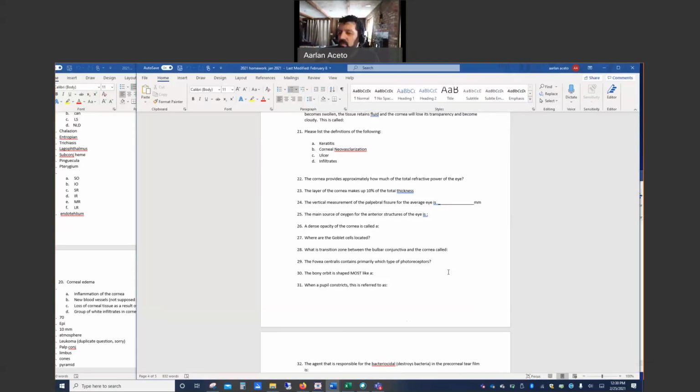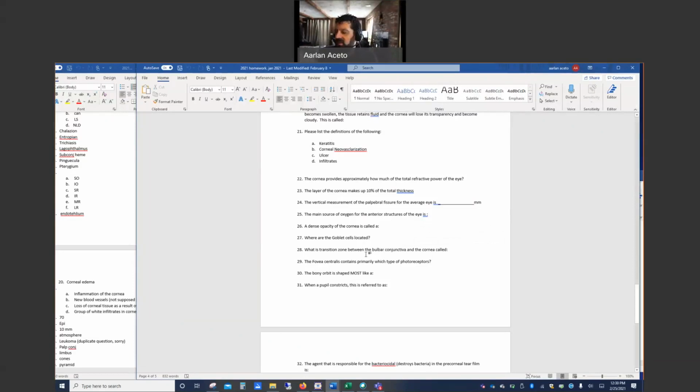I got a lot of confusion between limbus and fornix. Pay attention, you've got to read carefully. Between the conjunctiva and the cornea, where do they meet? That round circle is called the limbus. Fovea centralis contains primarily which type of the photoreceptors?